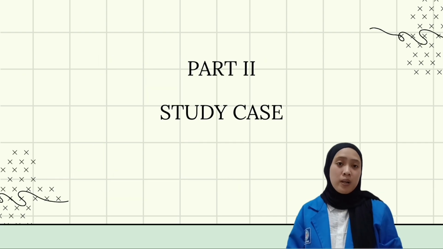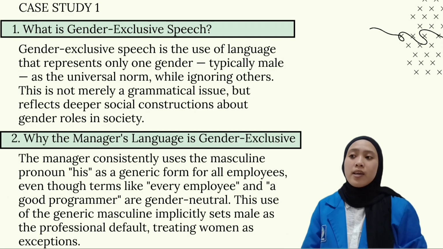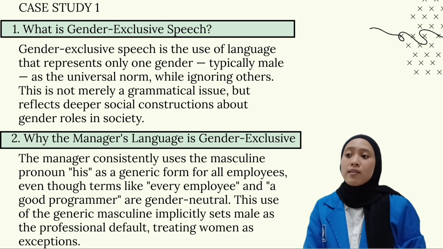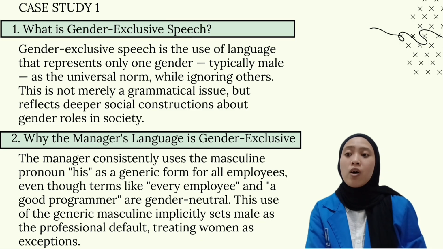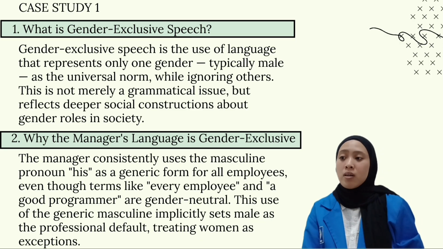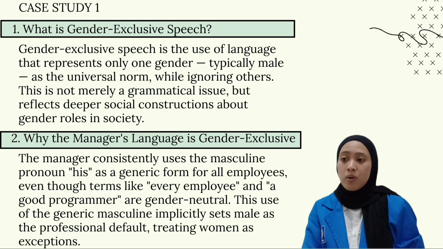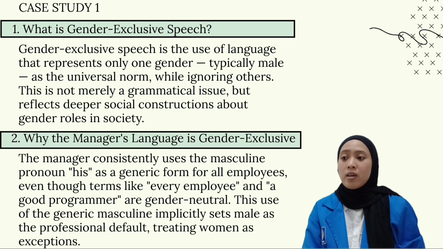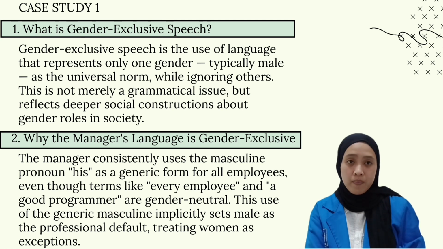We move to part 2, case study. Case study 1. The first question is, what is gender exclusive speech? Gender exclusive speech is the use of language that represents only one gender, typically male, as the universal norm, while ignoring others. This is not merely a grammatical issue, but reflects deeper social constructions about gender roles in society.